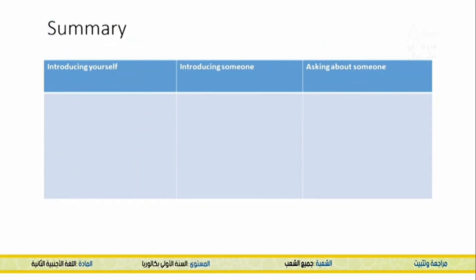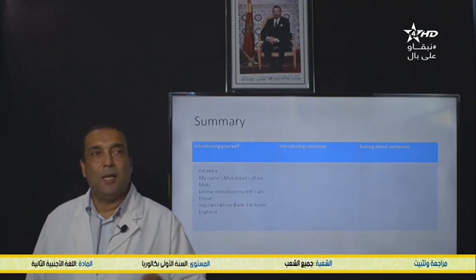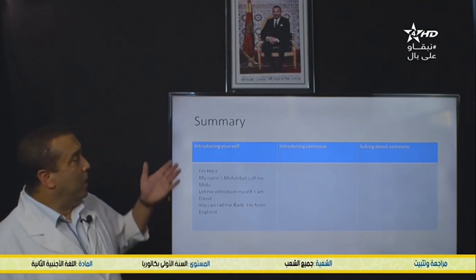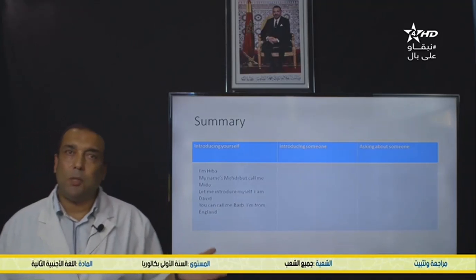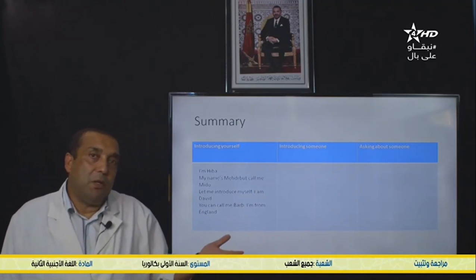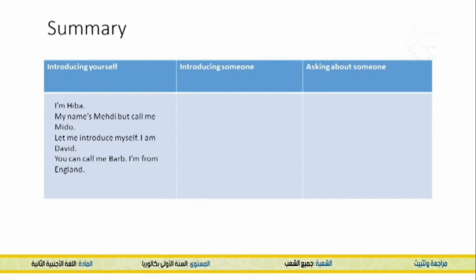Now, let me sum up what we have done up to the time being. When we introduce ourselves, we use statements like, I'm Hiba, for example. I'm Robert. I'm David. Whatever your name is. My name is Mehdi, but call me Midu, right? Midu is a nickname. I'm sure that you know what a nickname means, right? Let me introduce myself. I'm David, for example. We can say also, you can call me Barb. I'm from England. So these are ways of introducing oneself.